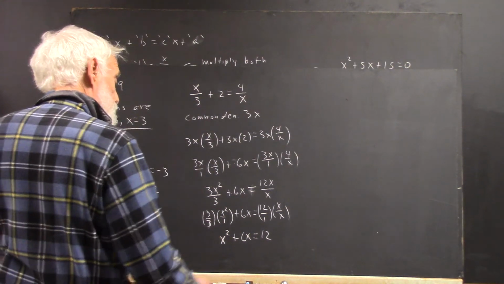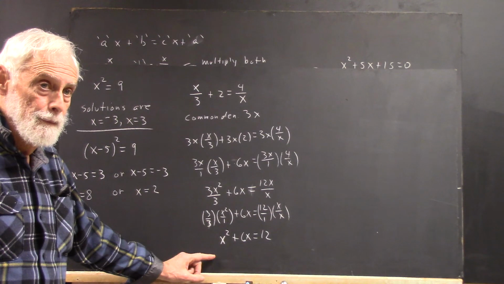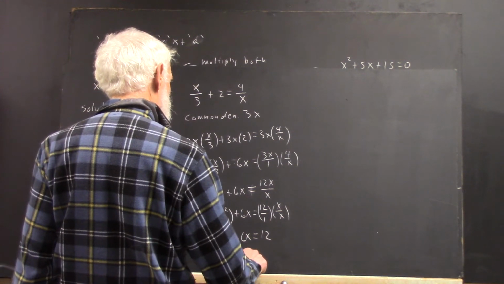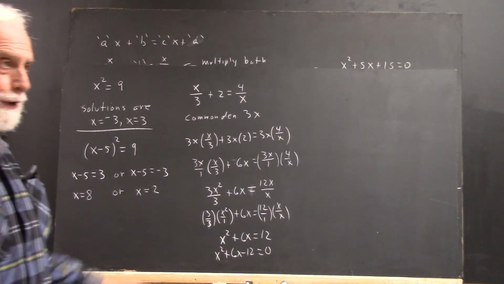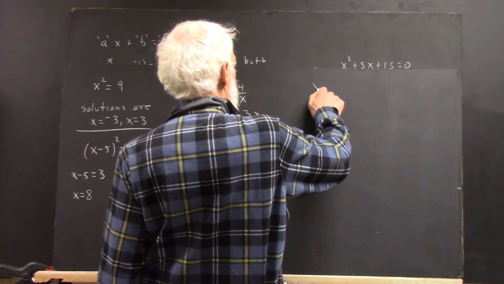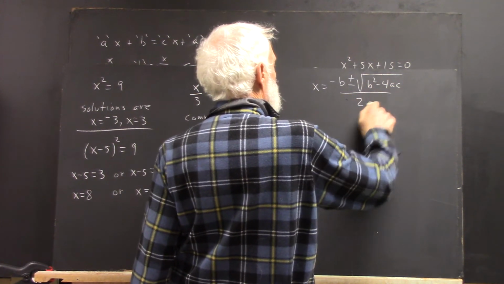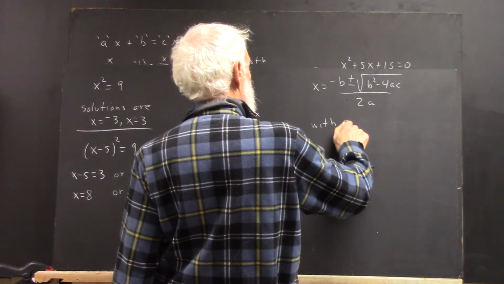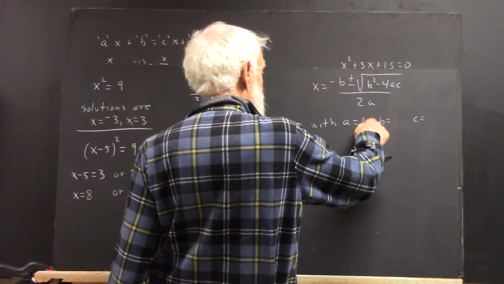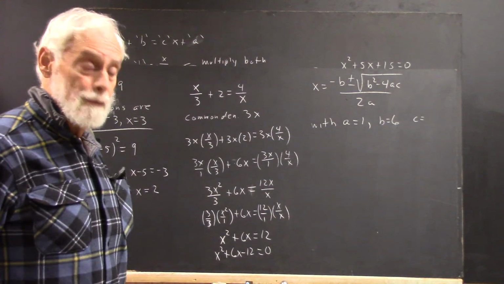Now, this, what kind of an equation is that? Well, I can rearrange it, so it's obvious what kind of equation it is. I can rearrange it to x squared plus 6x minus 12 equals 0. And now we identify this as a quadratic equation because it's an ax squared plus bx plus c. So, what's a equal to? 1. What's b equal to? 6. It's a coefficient of x. What's c equal to? Negative 12.